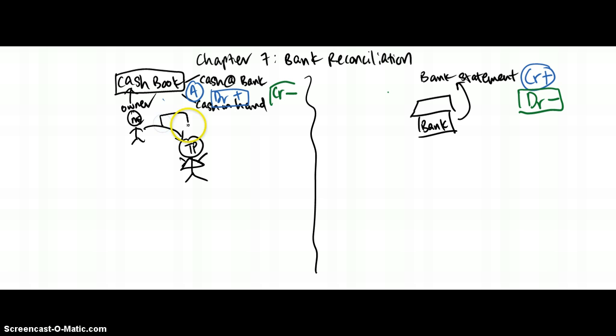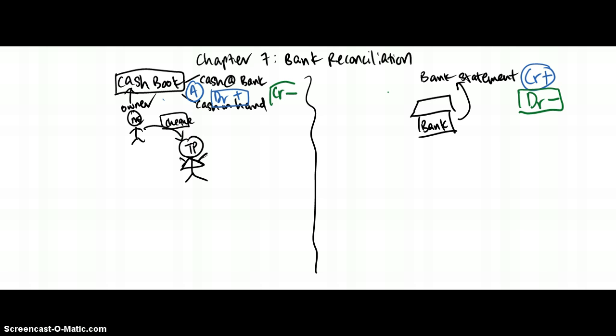So here we go, we issue a check. Okay, so this is a check. You issue it to your trade payable. So in my cash book, I would have already recorded that I have paid the trade payable. Wouldn't you agree with me? I have already paid the trade payable because I have already made the check to the trade payable.